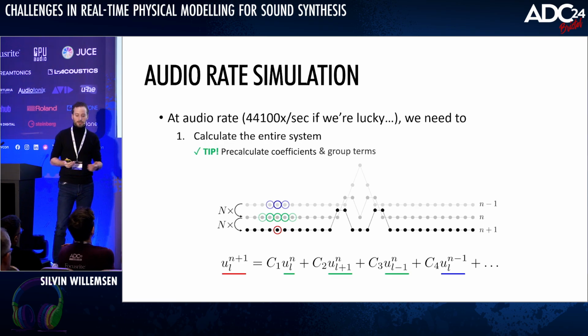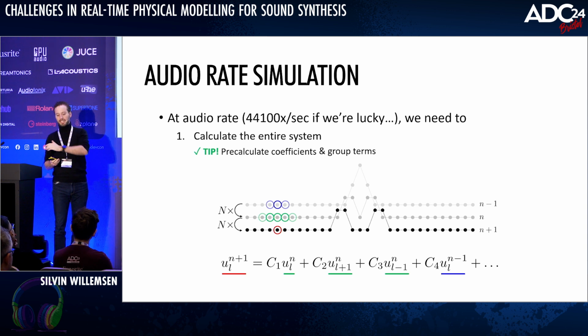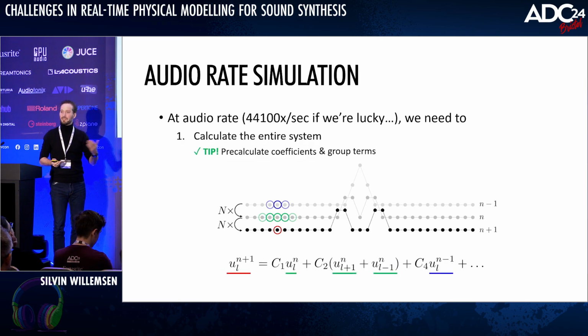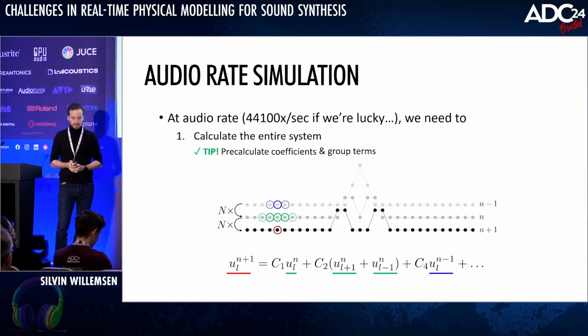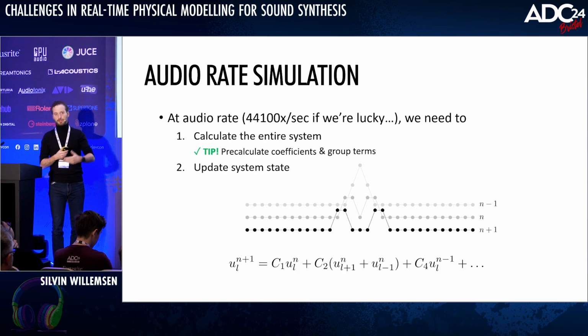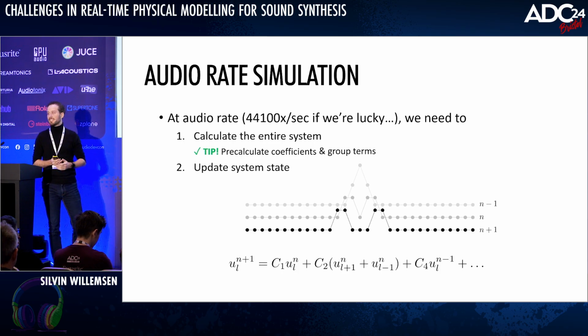And some other thing we can do is to group the terms. So usually the coefficient that we're multiplying our left grid point with is the same as the right grid point. So we can save another multiplication there. Another thing that we have to do so many times a second is to update the system state.